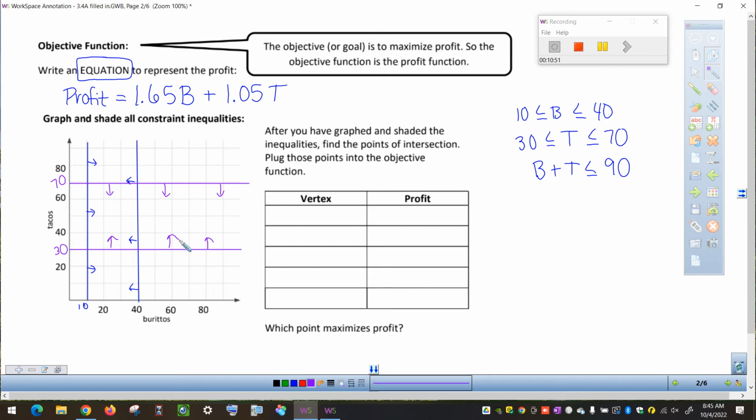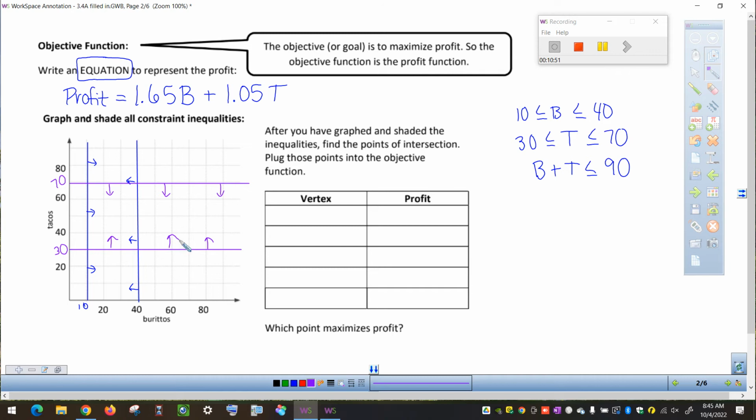All right, now let's take a look at the last one. So overall, the total number of orders cannot exceed 90. Well, I'm going to think about this one momentarily. I'm going to think about it as being an equation. So if we were to think of it as b plus t equals 90, well, that's like an equation that's in standard form because the variables are together on the same side.